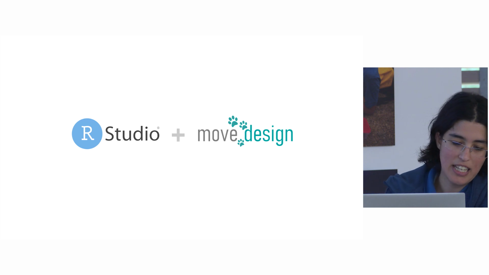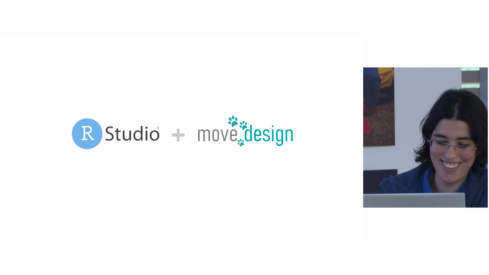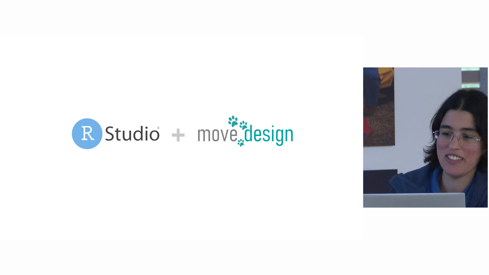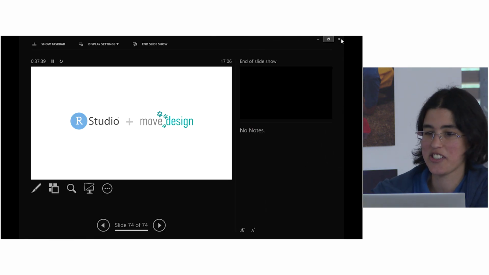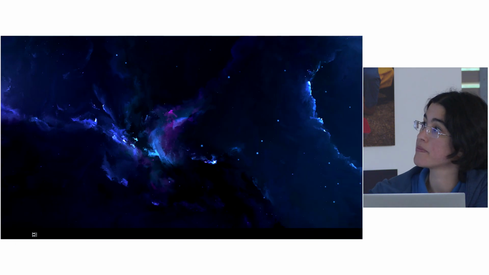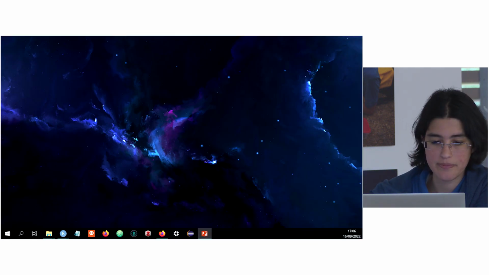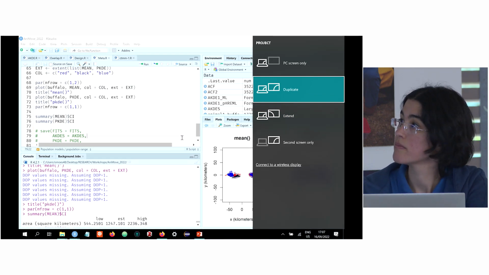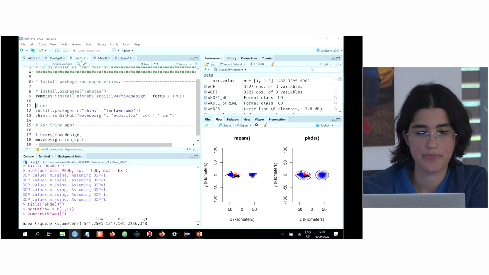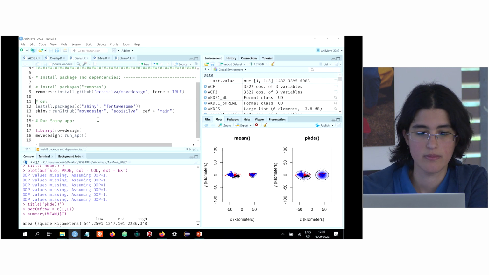Okay, so let's see if the app works. I have some hopes. It does. It does work? Okay, well, that's good. Now to see if it doesn't crash on everyone.